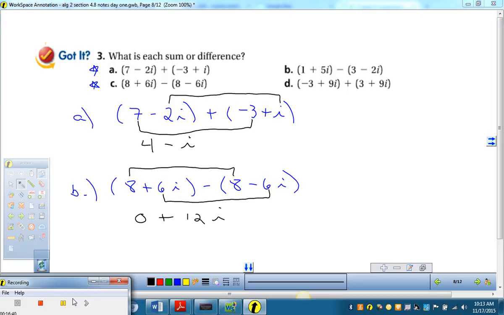All right, so I've shown another way that you can set it up so that you do this properly. We're going to combine our like terms, so our reals with reals. 7 plus negative 3 is 4. And then negative 2i plus i is negative 1i. So we get 4 minus i. All right, and down here I've connected my reals and my imaginary. 8, remember you're subtracting this time. Minus 8 is 0. And 6i minus negative 6i, what am I doing? I'm adding, so that is 12i.